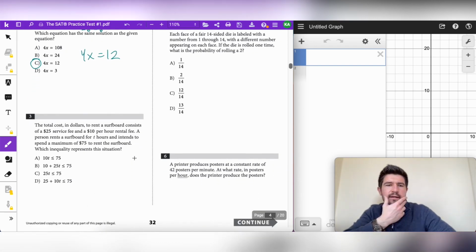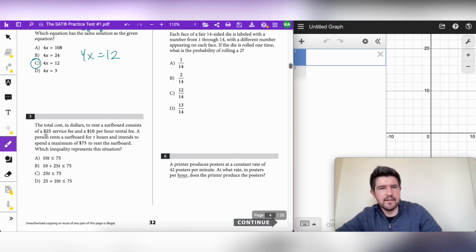Here we need to write an inequality. It says there's a $25 service fee. Seems like that's a one-time fee that you just pay one time. And then the $10 is a per hour rental fee, so that's where we're going to multiply that per hour by T. T is the number of hours. For example, if there's 3 hours, that'll cost $30. If 5 hours, it'll be $50, etc. And we're going to add that to the $25 service fee, which is just that one-time cost.